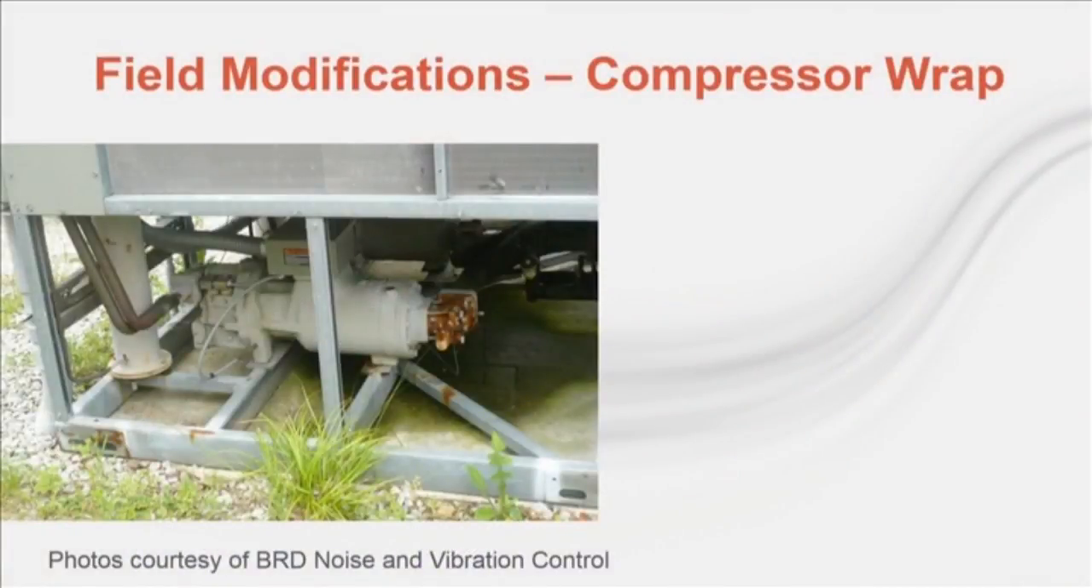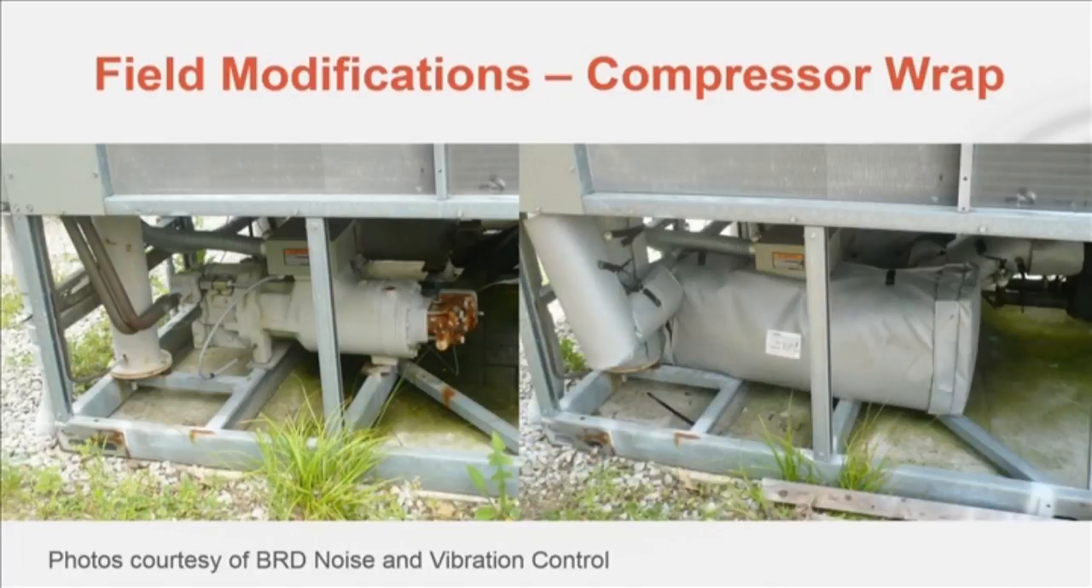Here are some examples of field retrofitted units showing before and after photos. Here's an air-cooled chiller with a helical rotary compressor. And here's an after shot of the compressor with a wrap around it and the refrigerant lines. Compressor attenuation without fan attenuation can be useful if the compressor is much louder than the fans or when it seems louder because of poor sound quality.